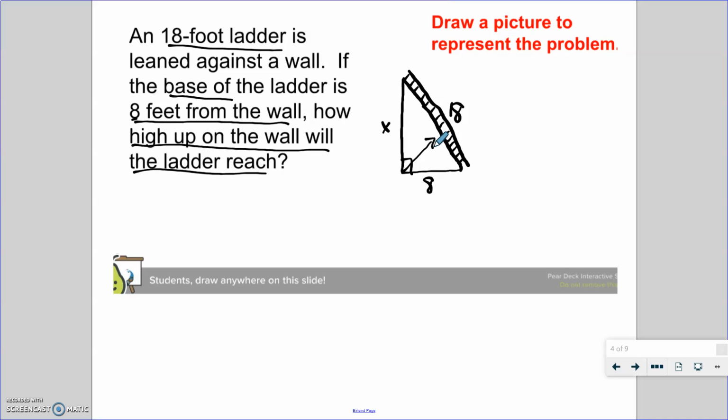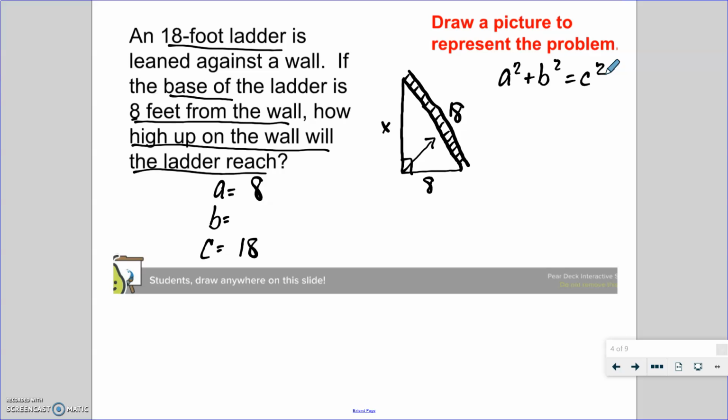So the first thing I'm going to do, I am going to write the letters and write the information that I am given. Or you can fill out your table. Remember, we can always fill out our table. So I'm given A and I'm given C. With that, I'm going to start with my formula. My formula is A squared plus B squared is equal to C squared.